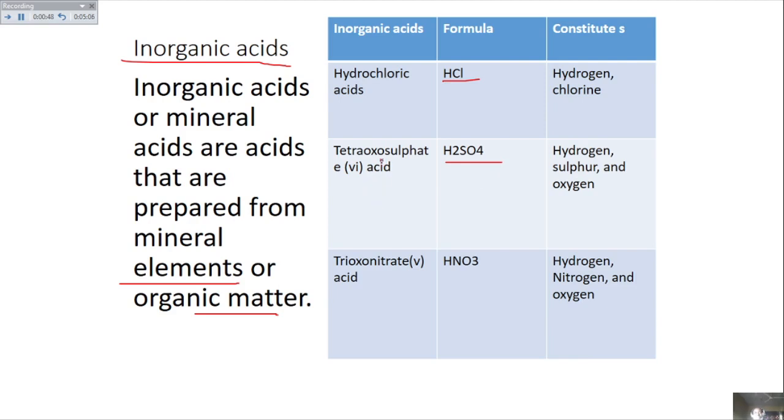And this particular acid is what we call inorganic acid. And when we're talking about inorganic acids, we say they are what? They are acids that are prepared from mineral elements, organic matters. Also, trioxonitrate 5 acid. The constituent elements that are present there are, we have nitrogen, we have hydrogen, and we have what? Oxygen. These are the mineral elements that are present in all these particular acids.